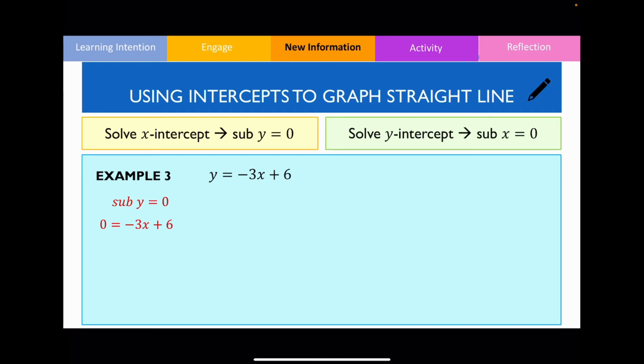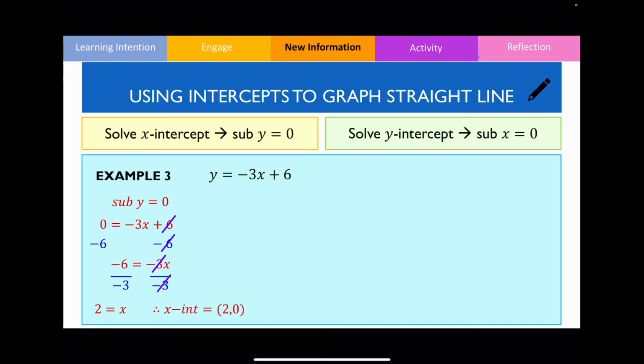So I'm going to move the 6 over to the other side. So what I'll do is I'll undo 6 by subtracting both sides by 6. That will therefore give me an equation, negative 6 is equal to negative 3x. And now I'll just get rid of the coefficient by dividing both sides by negative 3. Two negatives cancel each other out, so therefore x is going to be equal to positive 2. So that over there is going to be my x-intercept. So I'll write it as 2, 0.